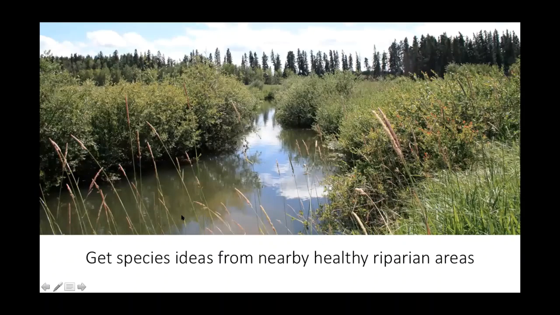So that's one way. Another way is to get species ideas from nearby healthy riparian areas, and that's a way of answering what to plant. So if you're trying to increase the healthy riparian area, a great place to look is other areas that are looking quite healthy for themselves. What is growing there, and see if you can get similar stuff.